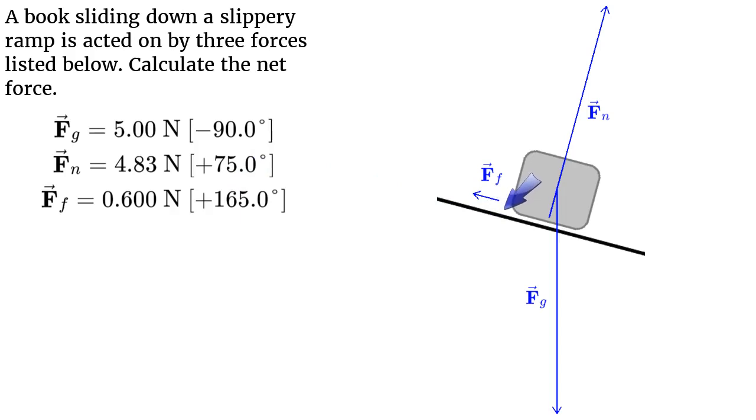If it was on a horizontal surface, friction would be directed to the left, which is 180 degrees, and because we're on a 15-degree ramp, the direction of friction is 15 degrees off from 180.